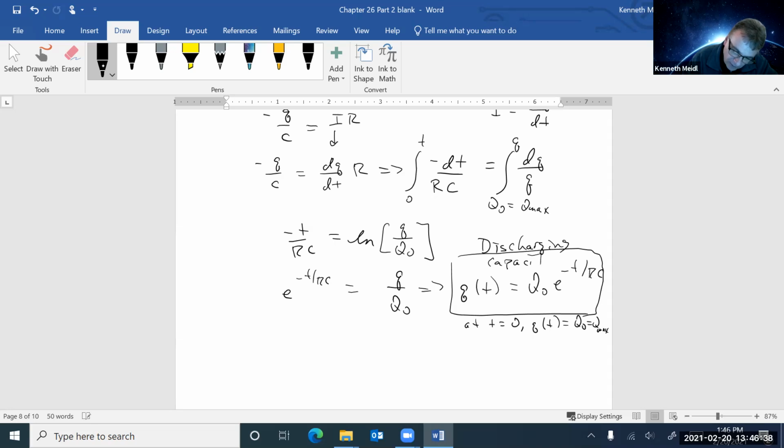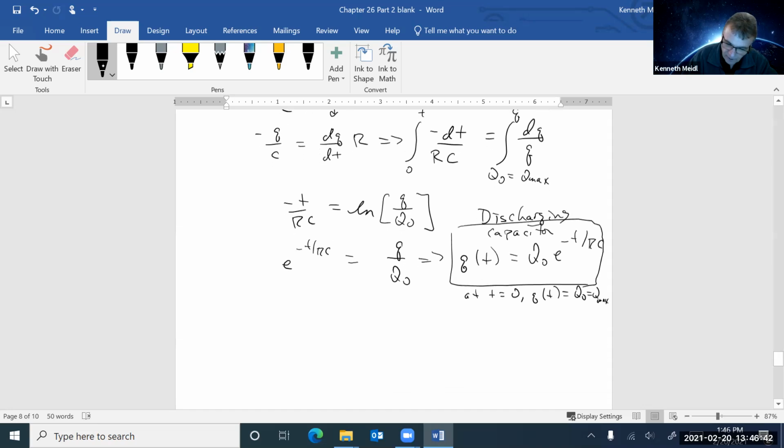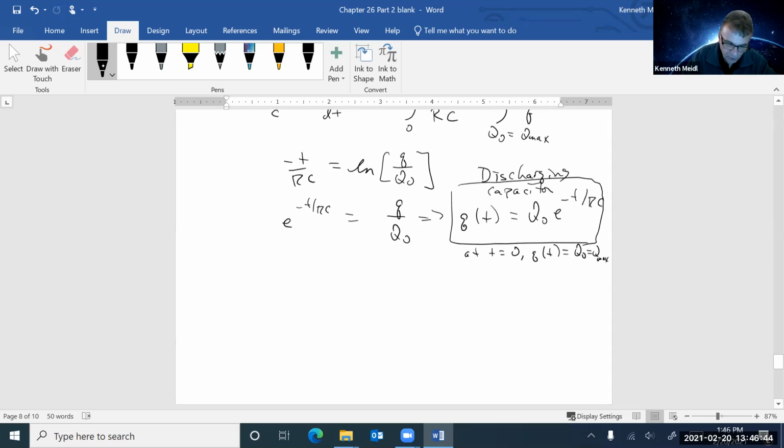That could be worked out to some sort of functional form that looks pretty nice here. And now maybe I'll put a part B here: let's get the current as a function of time.